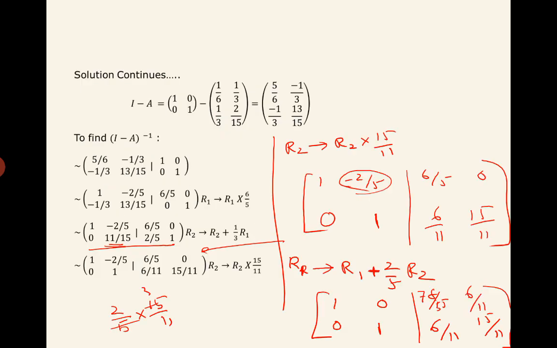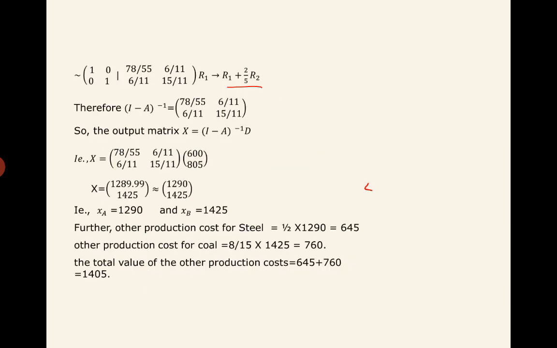So this matrix is now the identity matrix. If this is the identity matrix, then this is the inverse matrix. Otherwise, if this is not an identity matrix, you say that the matrix does not have an inverse. Okay. So here it will have an inverse for the Leontief matrix. So this is our inverse matrix, I minus A whole inverse.